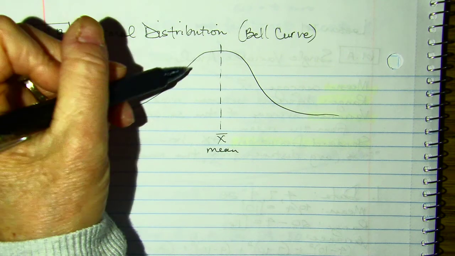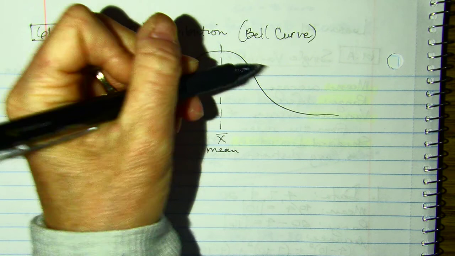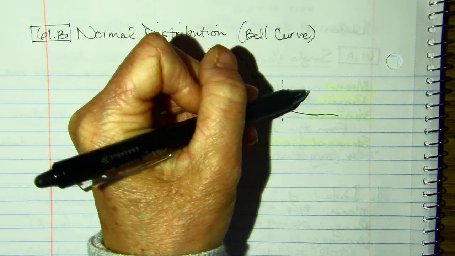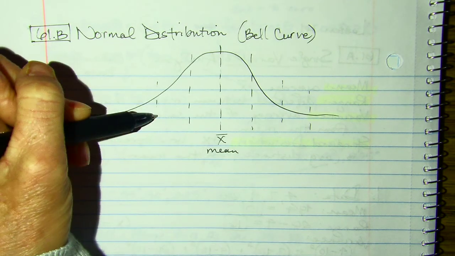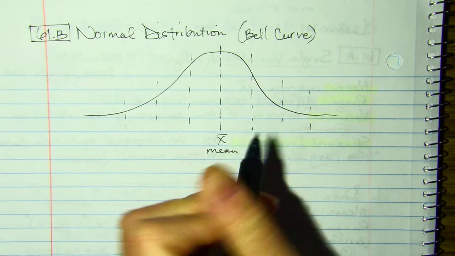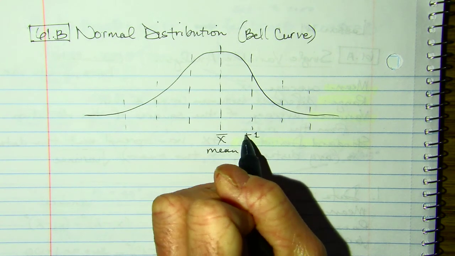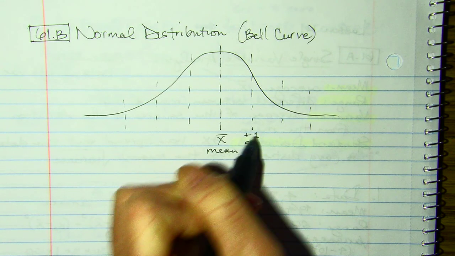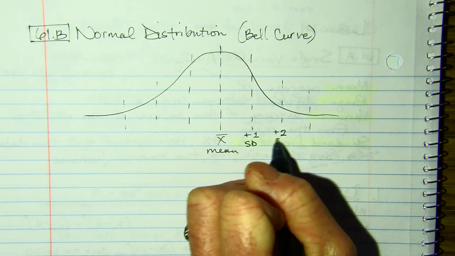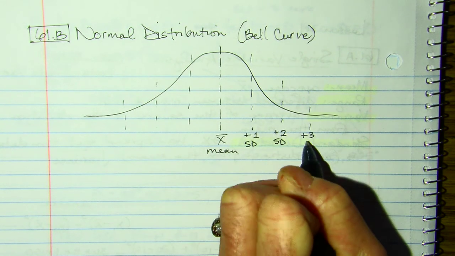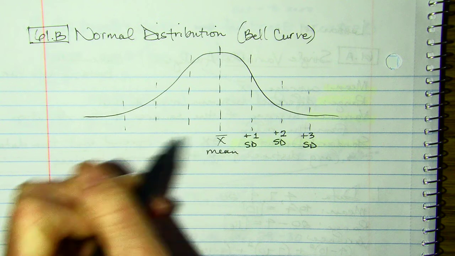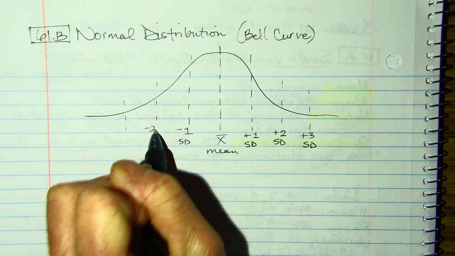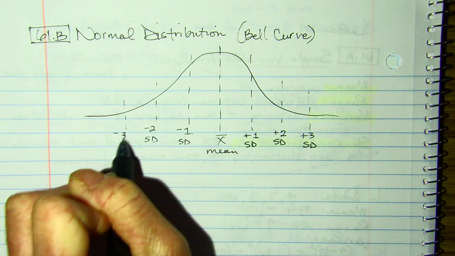Now, using the standard deviation, I'm going to break it up into 3 sections on each side. So 1, 2, 3, 1, 2. So this is plus 1 standard deviation. So it would be the mean plus 1 standard deviation. This would be plus 2 standard deviations, plus 3. If I'm going to the left, you would subtract 1 standard deviation, subtract 2 standard deviations, minus 3.